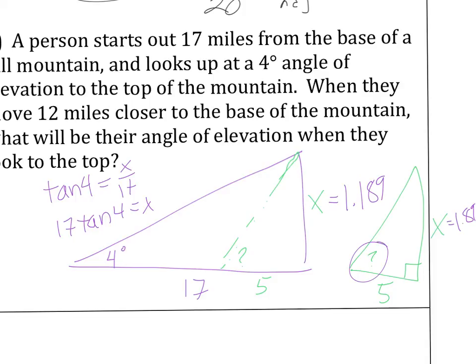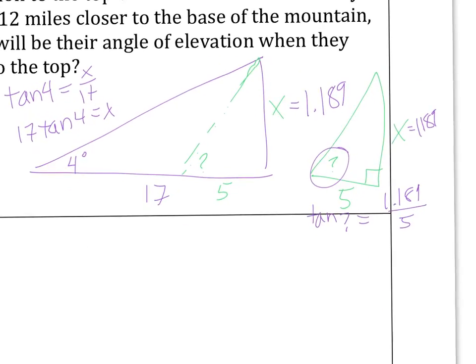And now I'm trying to find that angle. That looks like a tangent again. So tangent of question mark is equal to 1.189 over 5. That means that tangent inverse of 1.189 over 5 is equal to whatever that question mark is. Tangent inverse 1.189 divided by 5. And I get 13.37 degrees.